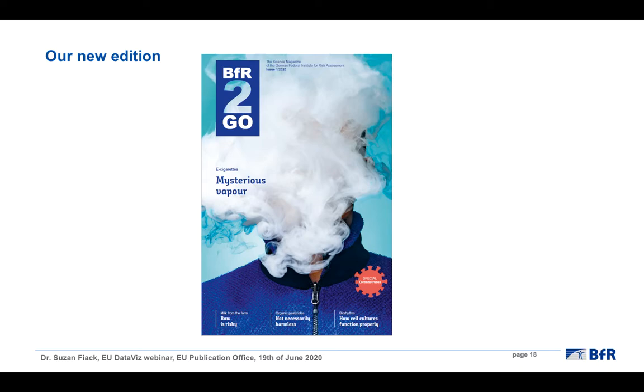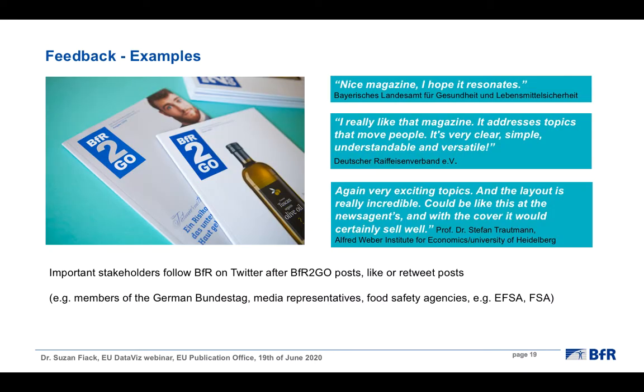Okay, then some feedback on the journal. We receive it from politics, from science, but also economy. They say that's a nice magazine and they like it, very interesting topics. They like especially the layout. And after we post them on Twitter, we have important stakeholders who follow us and who like and retweet the posts. For example, also members of the German Bundestag and media representatives, also the food safety agencies like the European Food Safety Authority or the Food Standards Agency in the UK.